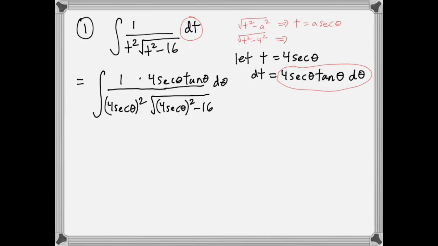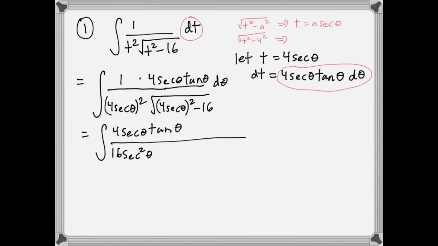Okay, that may look really complicated, but I promise this is going to become a lot easier once we simplify. So let's go ahead and do that. First of all, the top is just 4 secant theta tan theta. What's the bottom going to equal? Well, if we square that, we get 16 secant squared theta. And then what's under the radical? Under the radical, we have 16 secant squared theta minus 16, right?